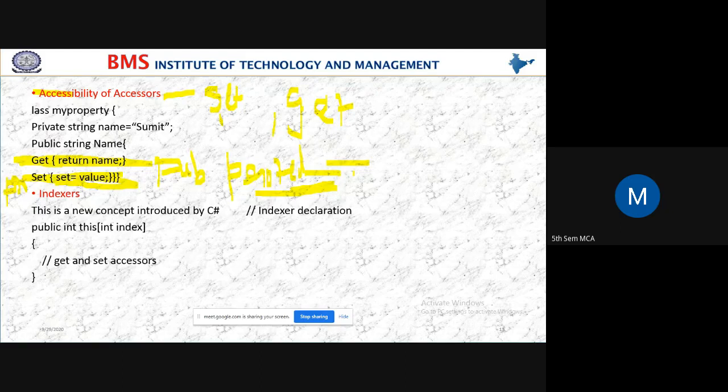So this is accessibility. And next very important thing we have, that is indexer. Yes, students, indexer is a new concept introduced by C#. You can make a note of this: indexer is a new concept introduced by C#, and this is the syntax of indexers.